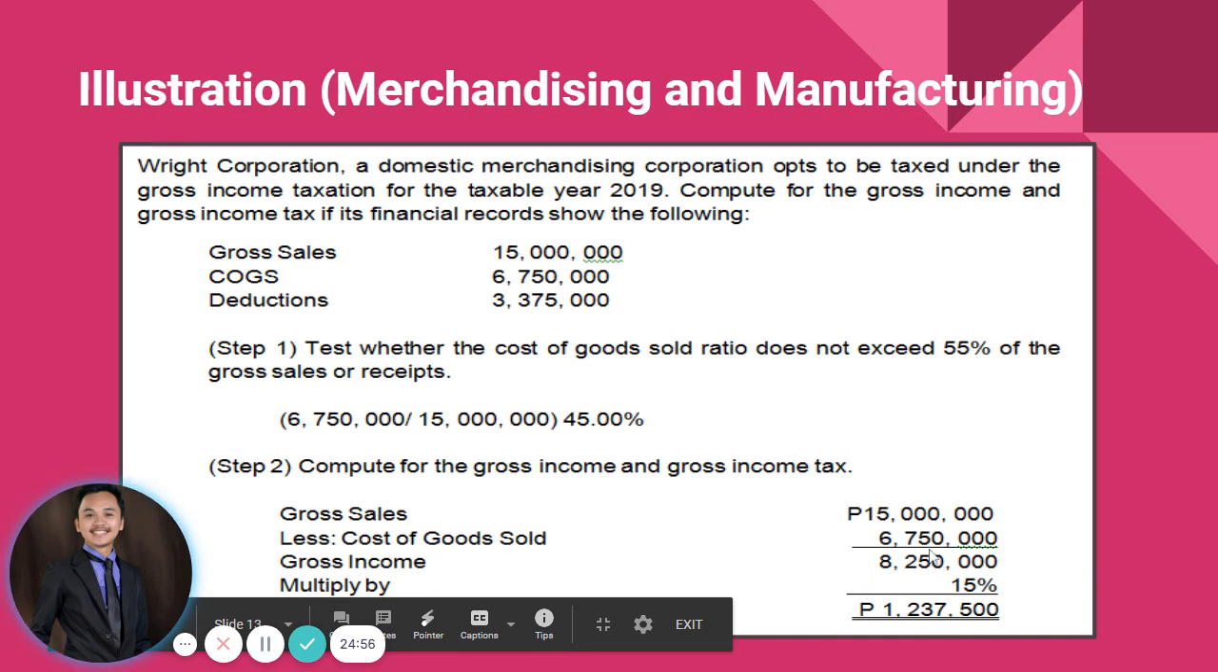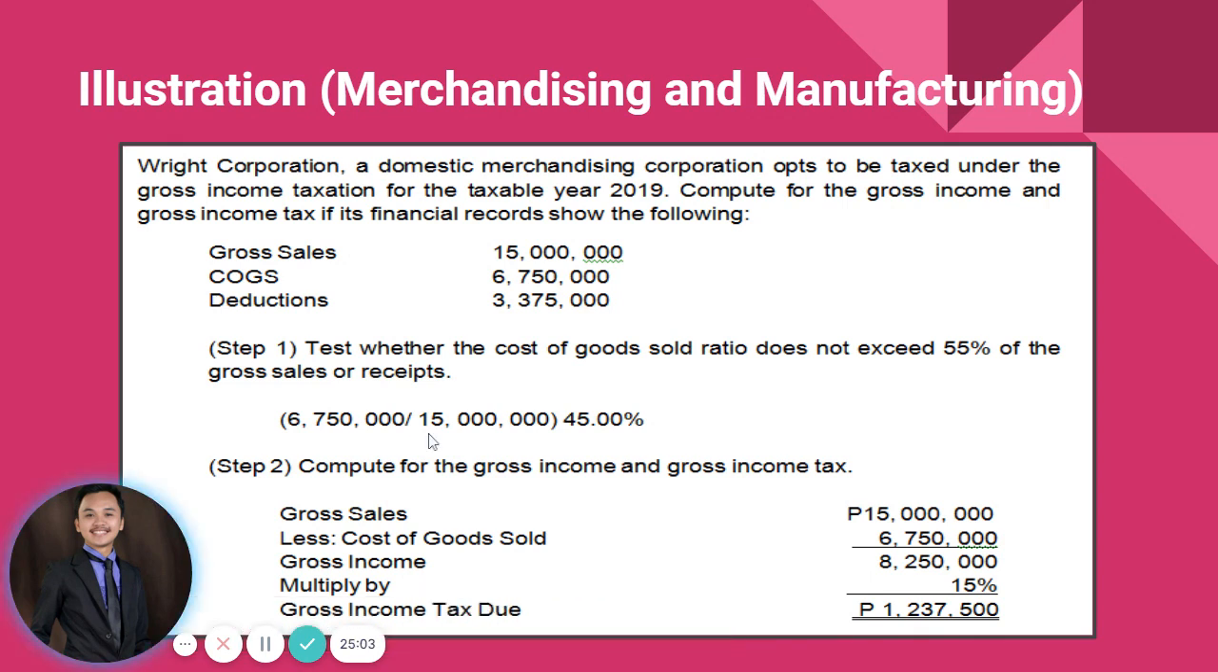Okay? But before going to that, guys, let us have the ratio first of our cost of goods sold over our gross sales. We have cost of goods sold of 6,750,000 over our gross sales of 15 million. So that means the ratio is 45%. So since your ratio of cost of goods sold over your total gross sales does not exceed 55%, then that means we are allowed to use 15%. Right? Corporation is allowed to use 15%.